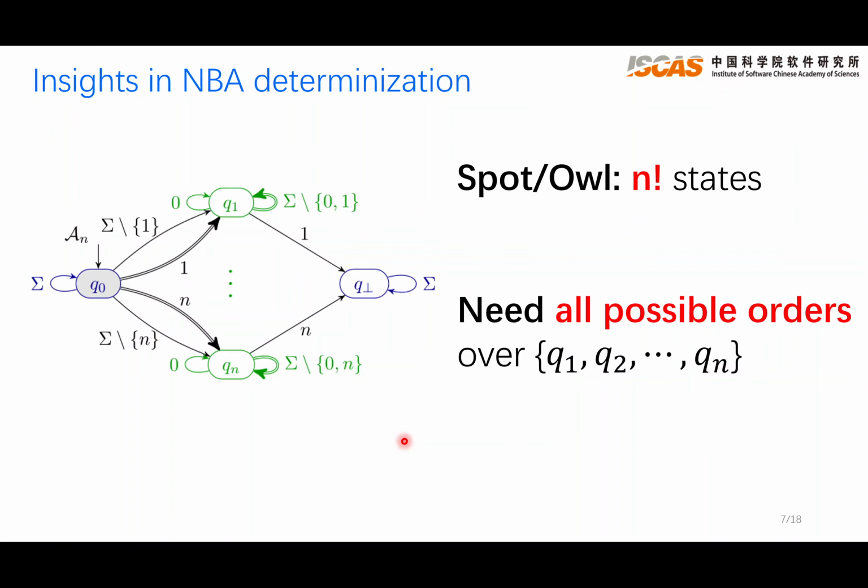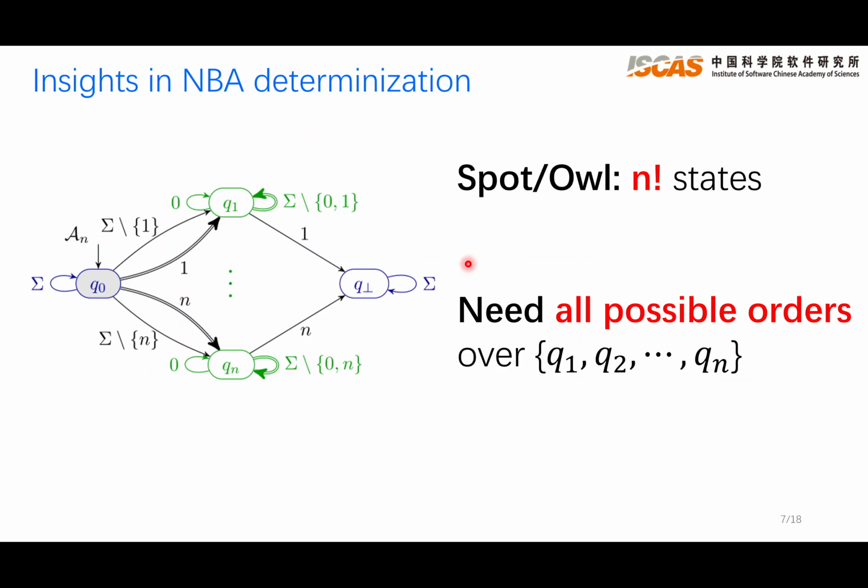To start with our construction, let us see an example Büchi automaton on the left. This automaton has an initial state Q0 with self-loops on all letters, and it can either stay at the initial state or transition to one of the Q1 to Qn states. The Qi state has self-loops on all letters except the letter i. Here, double arrows denote accepting transitions. We also have a sink state to make the automaton complete.